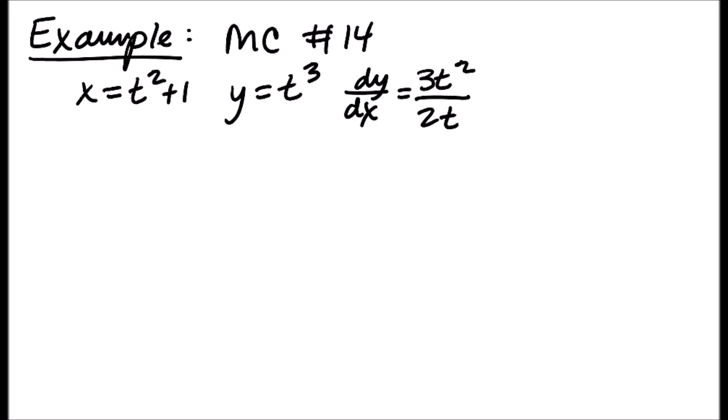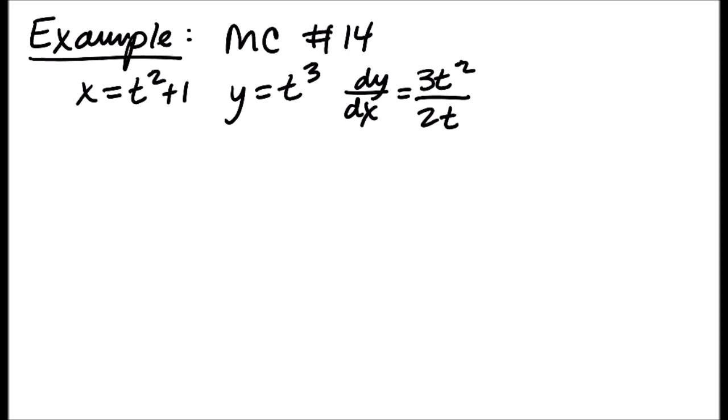So multiple choice number 14. X equals t squared plus 1, y equals t to the third. So I went ahead and just gave you dy dx. That's 3t squared over 2t. And what I'll tell you is, in this class, we don't really need to simplify all that often, unless you need to recognize the correct multiple choice answer choice, or you want to save yourself some time or effort.